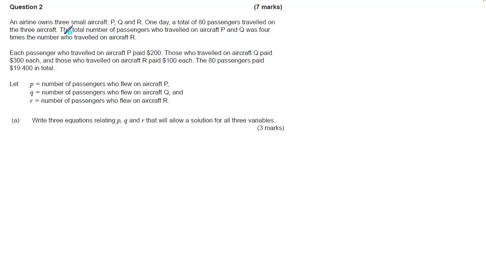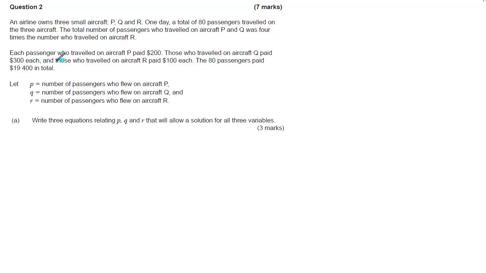An airline owns 3 small aircraft, P, Q and R. One day a total of 80 passengers travelled on the 3 aircraft. The total number of passengers who travelled on aircraft P and Q was 4 times the number who travelled on aircraft R.